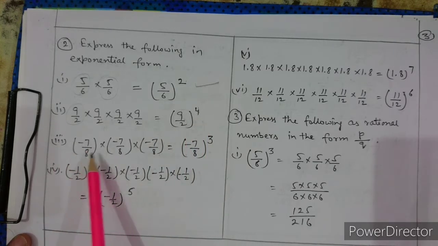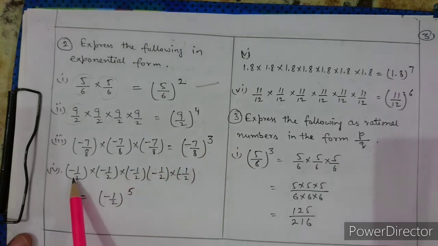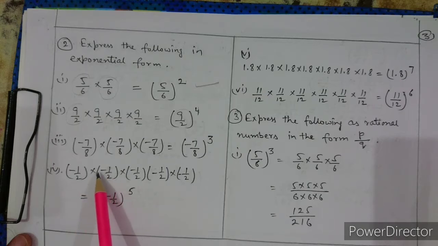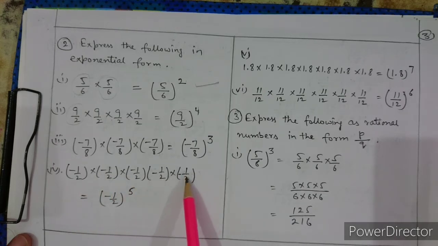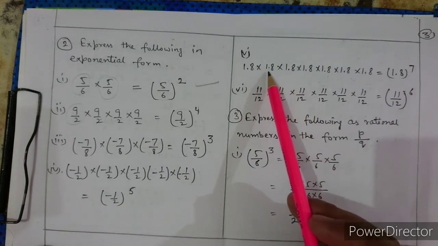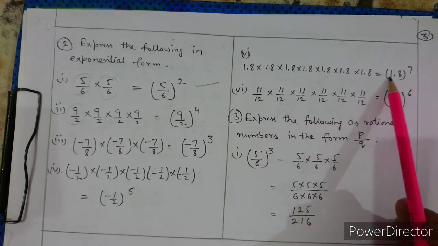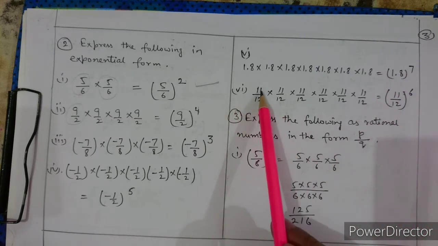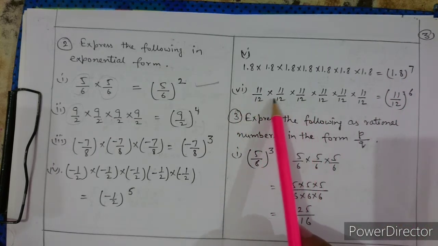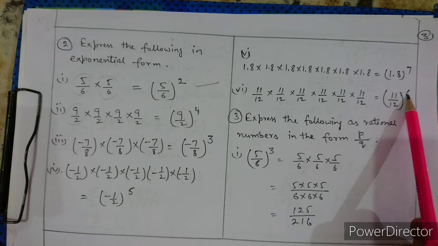Third question is minus 7 upon 8, minus 7 upon 8, minus 7 upon 8. So it is equal to minus 7 upon 8 raised to the power 3. Minus 1 by 2 into minus 1 by 2, multiplied five times. So minus 1 by 2 is the base and it is multiplied 5 times. So 5 is the power, 5 is the exponent. We will put it here. 1.8 multiplied 7 times, so 1.8 raised to the power 7. Sixth question is 11 upon 12, multiplied 6 times. So 11 upon 12 raised to the power 6.